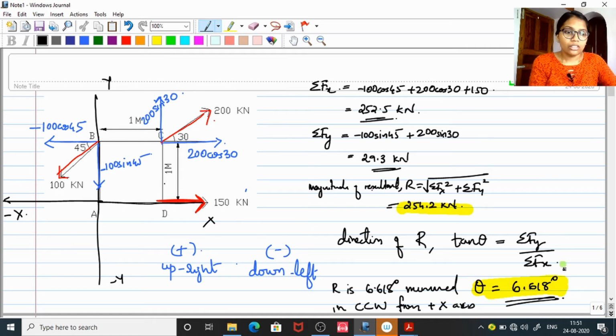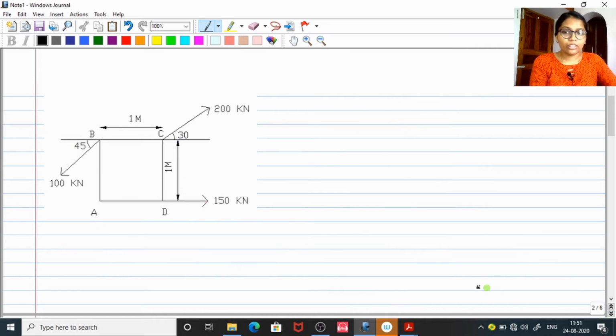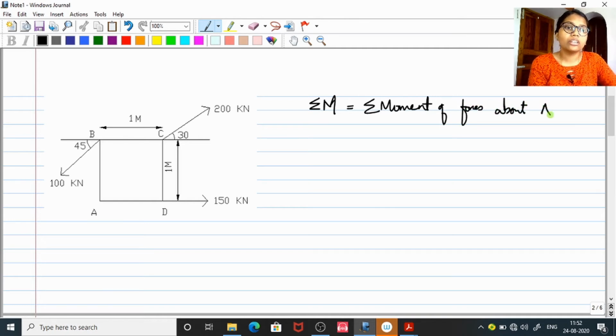In order to find that, you need to draw this figure once again, but this time you do not need to draw it in a coordinate system. Let it be as such. And here the next step is to find sigma M. You know what this is? This is sigma moment. Moment of all the forces you have about A, because the question is to find everything with respect to A. So moment of forces about A.